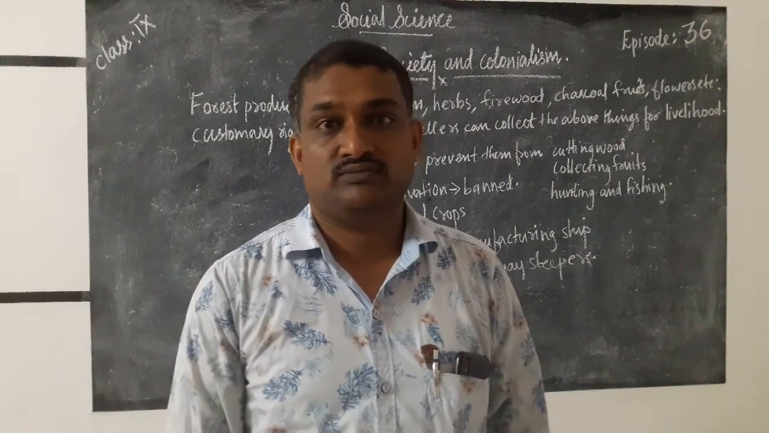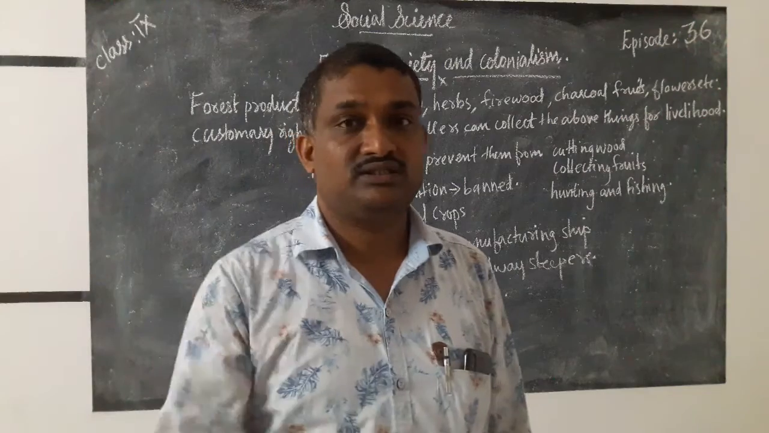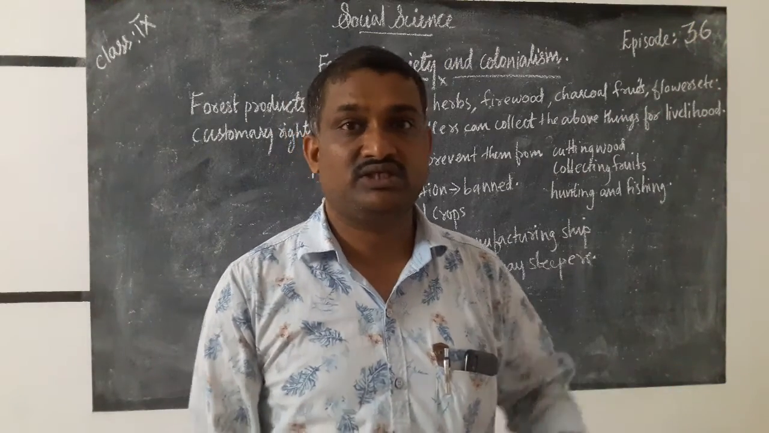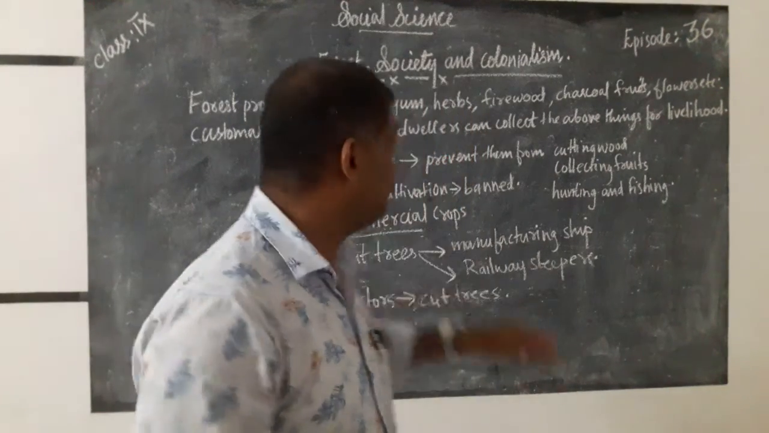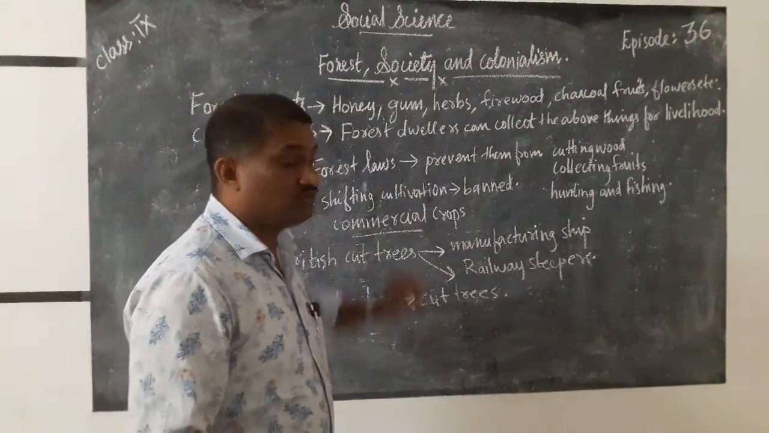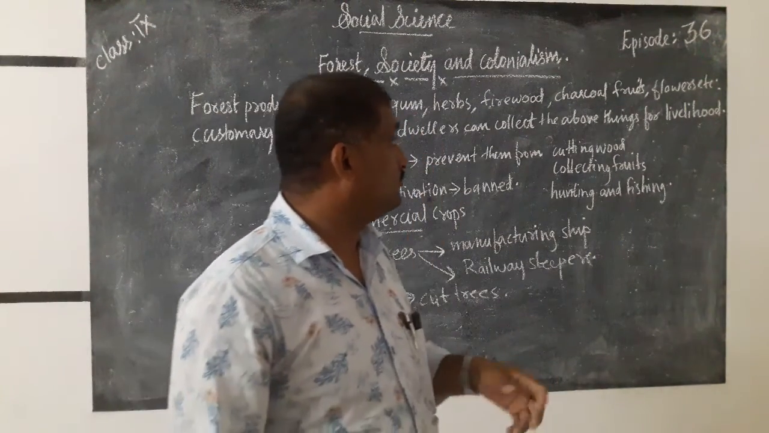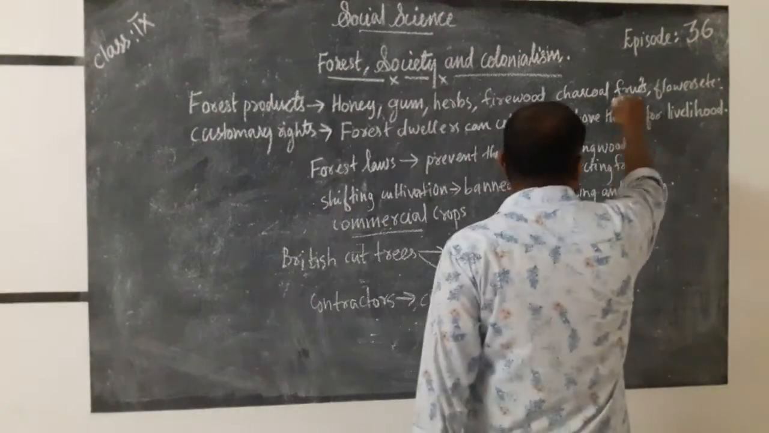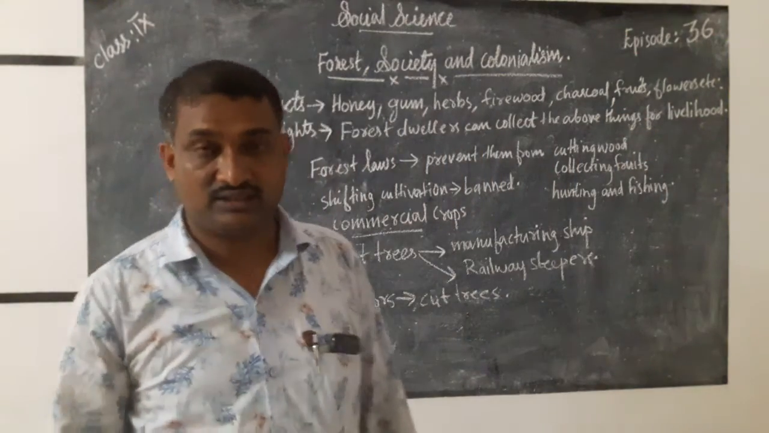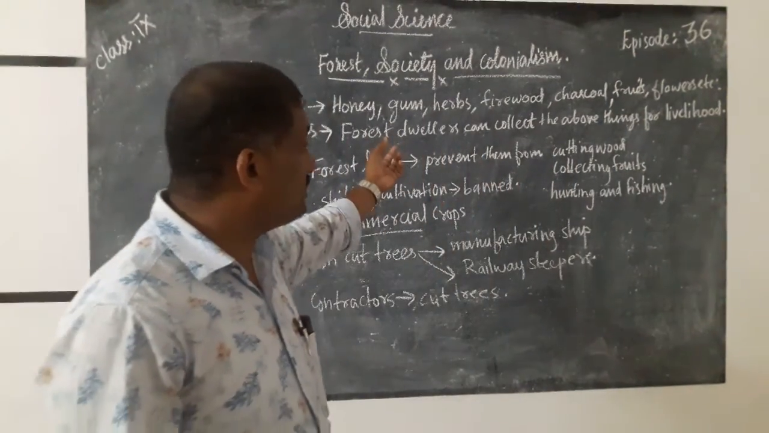You may know that we get different things from the forest. Which are the things we get from the forest? Honey, gum, timber, herbs, firewood, charcoal, then fruits, flowers, etc. So all these things we get from the forest.